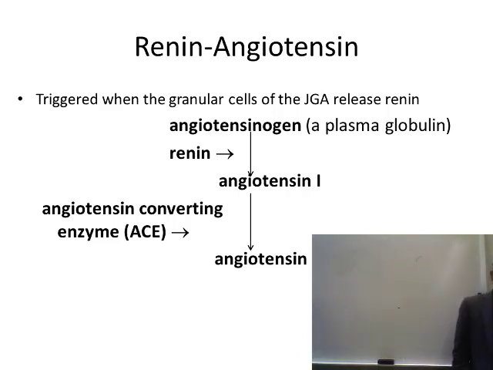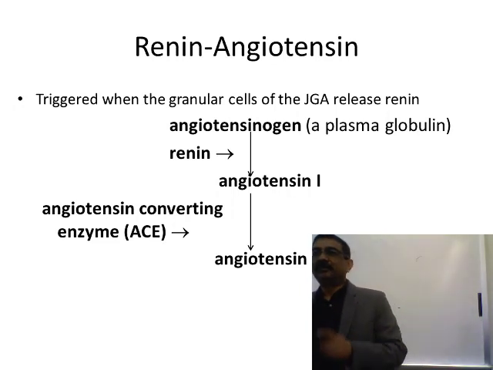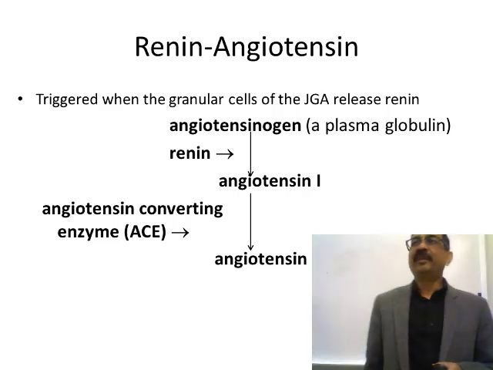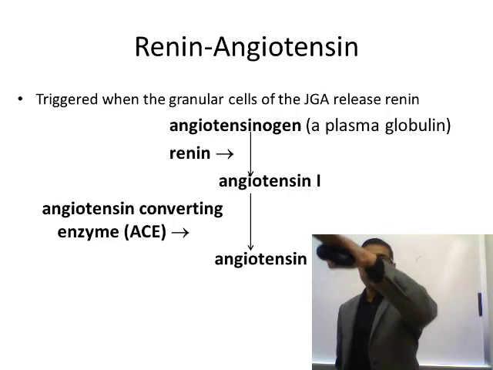The mean arterial pressure, you must remember, is diastolic plus 1/3 of pulse pressure. Remember that? So if the mean arterial pressure goes below 80 millimeters of mercury, that triggers the secretion of renin from the granular cells.